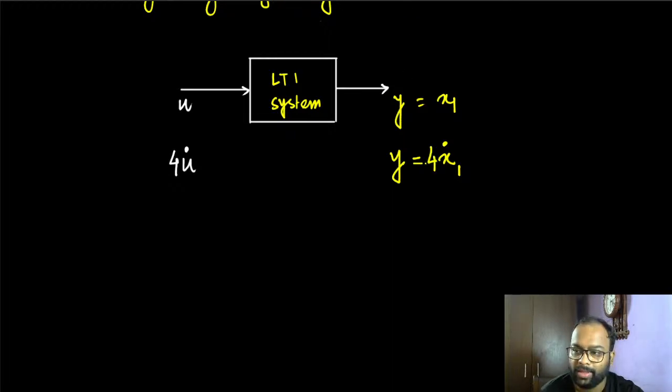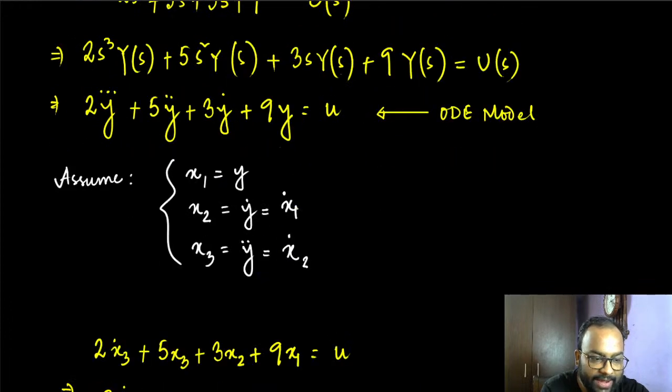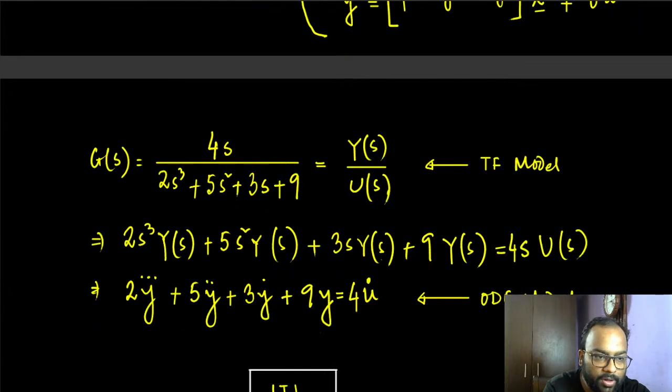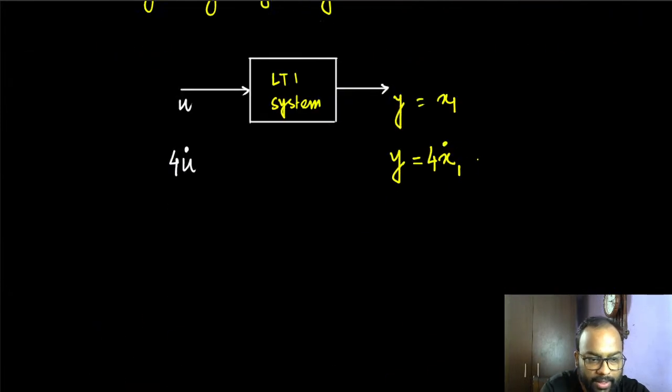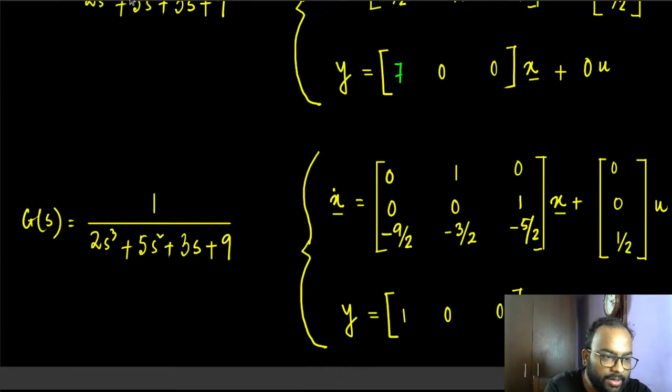4x1 dot. You see? But we also know that previously we defined x1 dot as x2. That was the definition. We defined x1 dot as x2. So here the output is just 4x2.